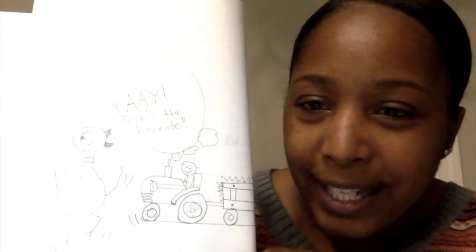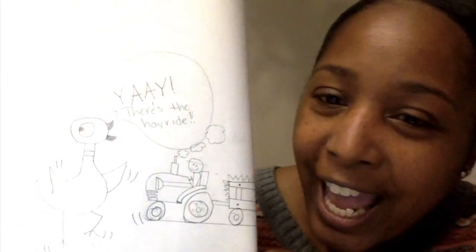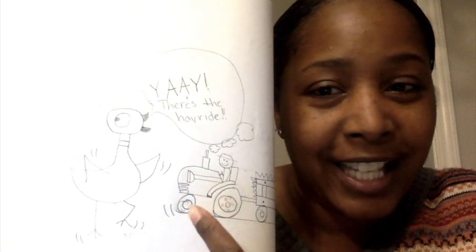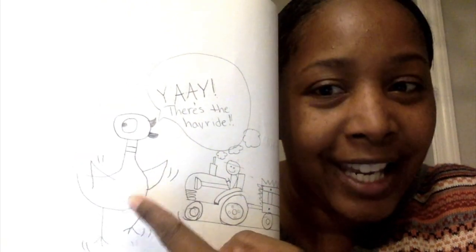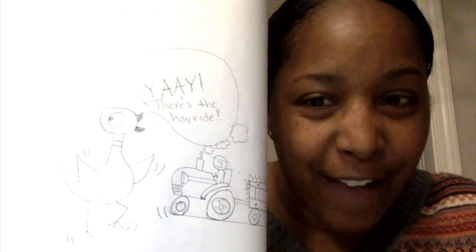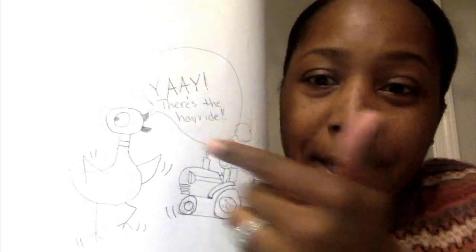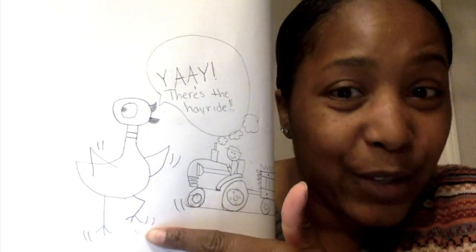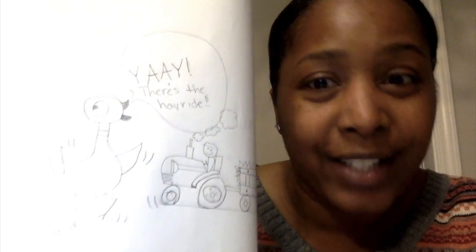All right, so my first page, I can't wait to find a pumpkin. Here's my second page. Yay, there's the hayride. And so on this page, I use the craft move of movement lines, and I show how excited the pigeon was to see the hayride so that he could go out to find his pumpkin. So I have his wings flapping up and down, and I use movement lines to show how excited he was and that he was getting his feet ready to run so that he could get on the hayride so that he could go find a pumpkin.